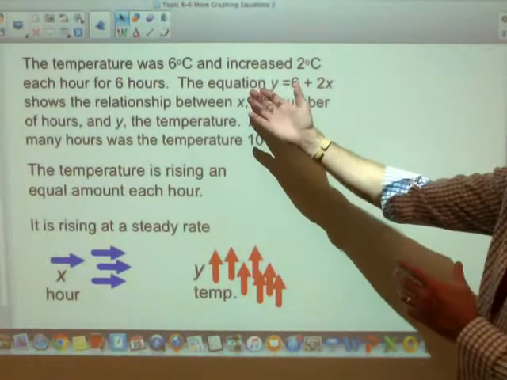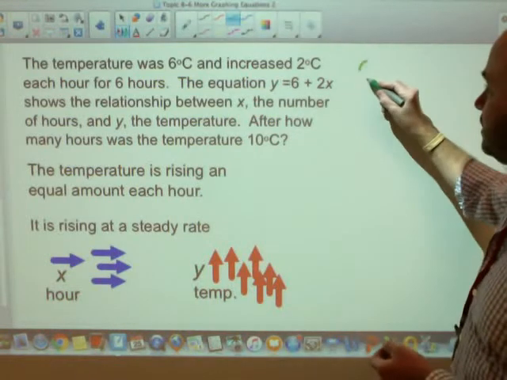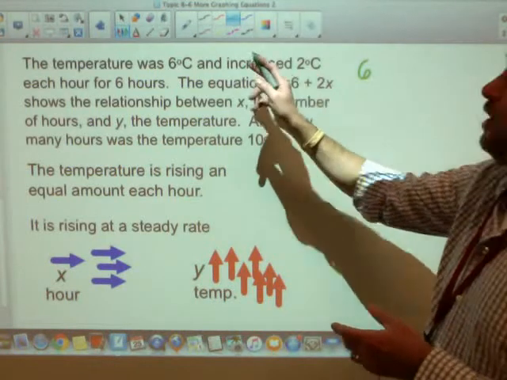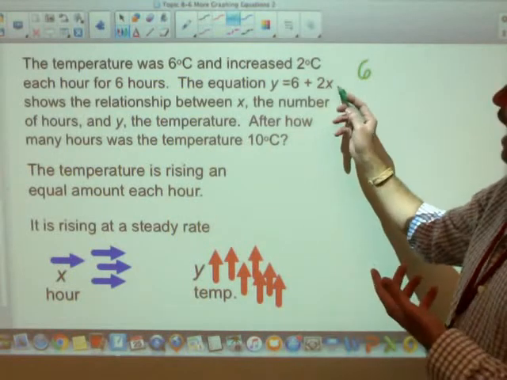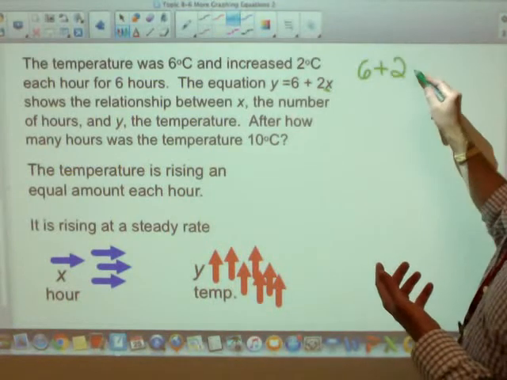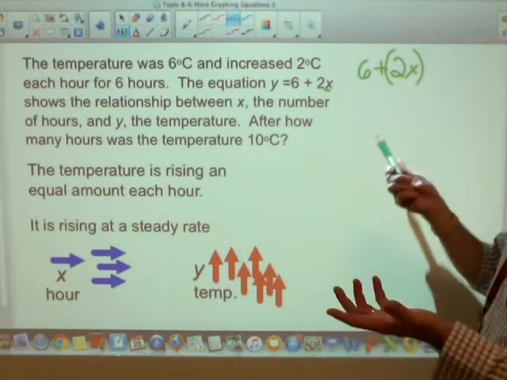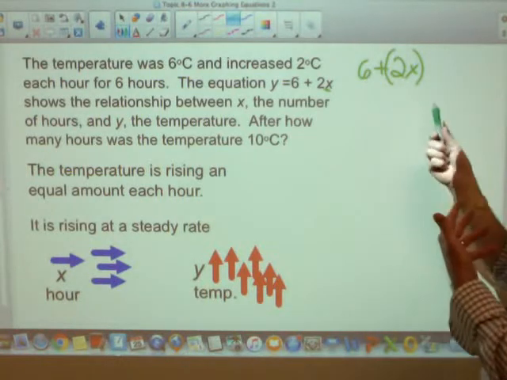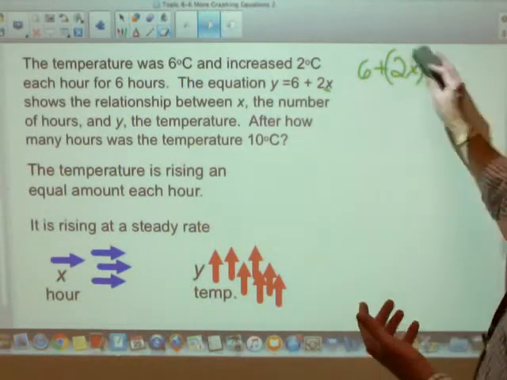Now here's our problem again. The temperature was 6 degrees Celsius. We knew that. And it increases 2 degrees for each hour for 6 hours. So for every hour, it's going to increase 2 degrees. That becomes kind of a multiplication. Your increase for every hour is 2 degrees, and this would be the number of hours. The 6 is the 6 degrees you started with, so you have to add that as you go. You have to continue to keep that a part of your temperature increase.